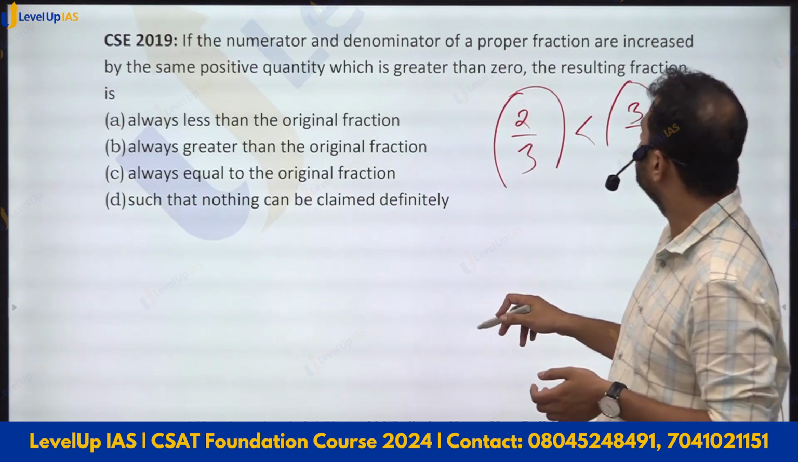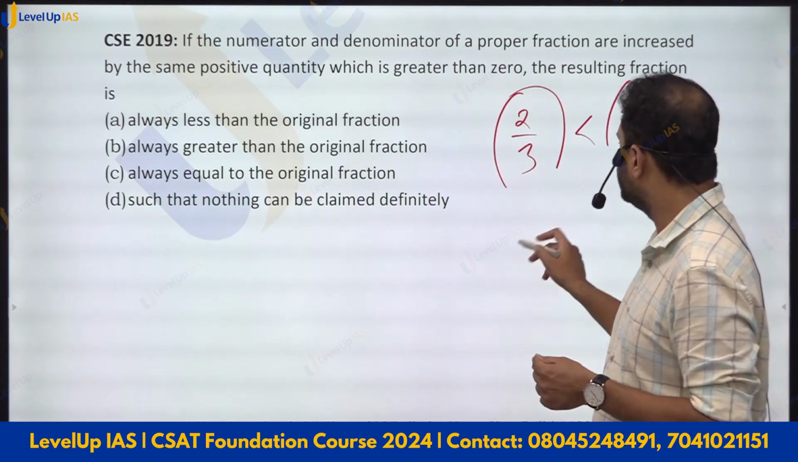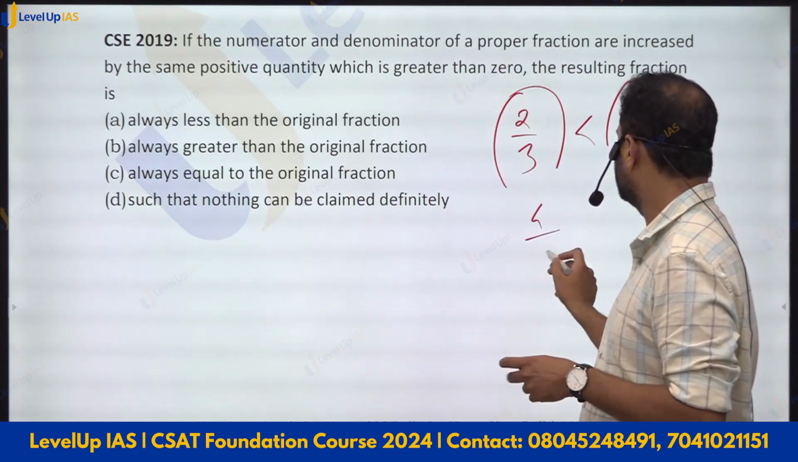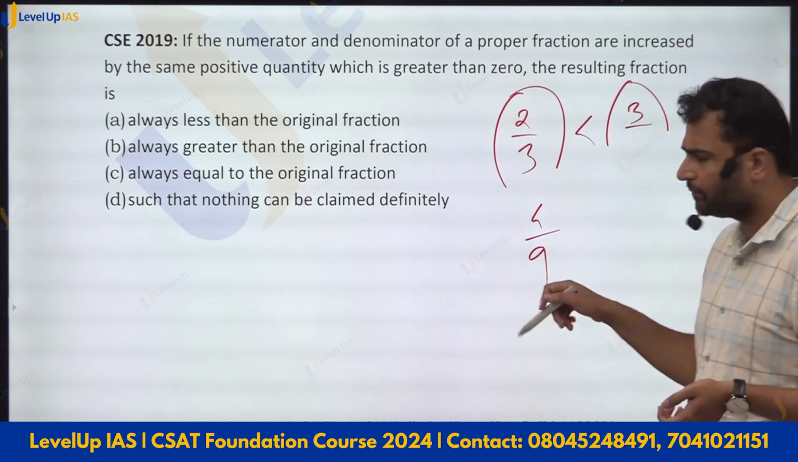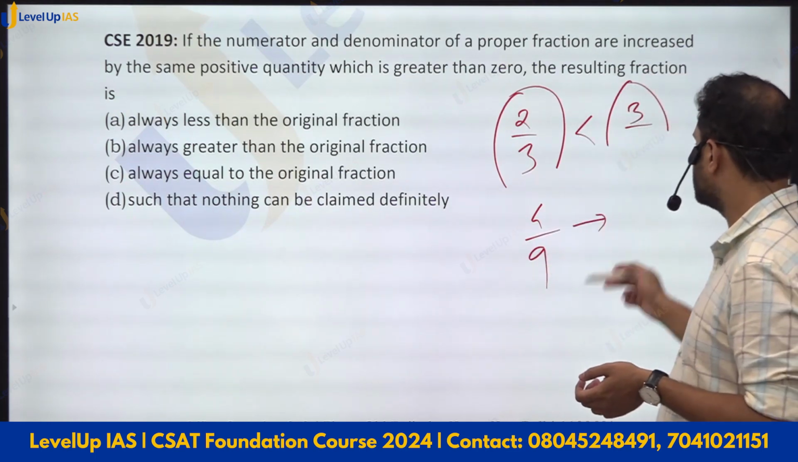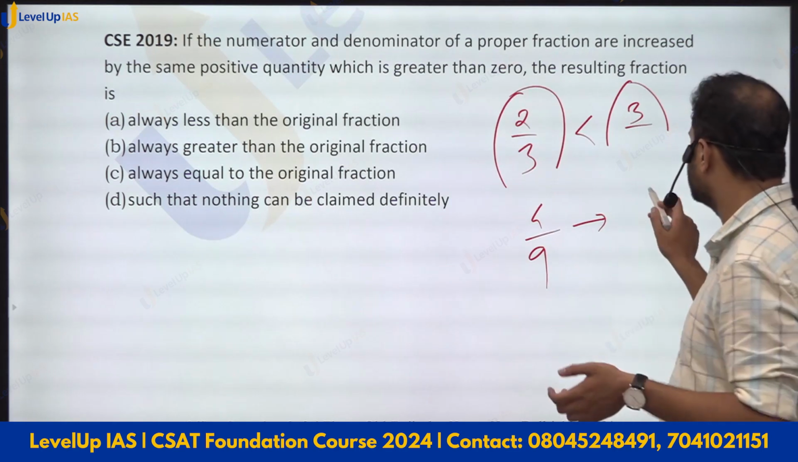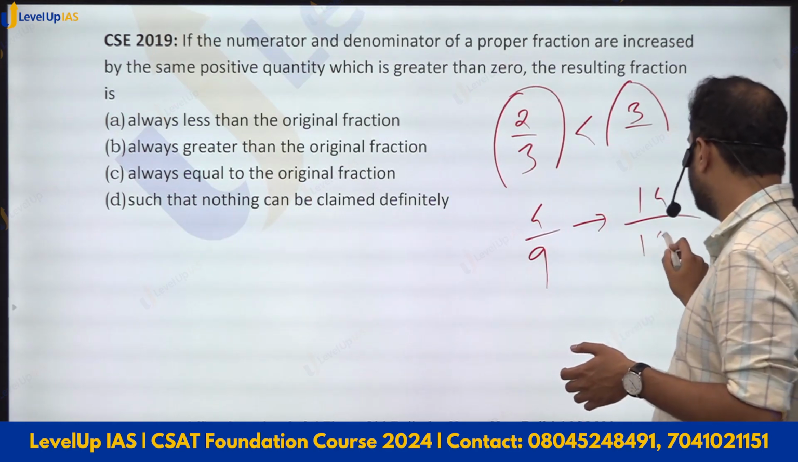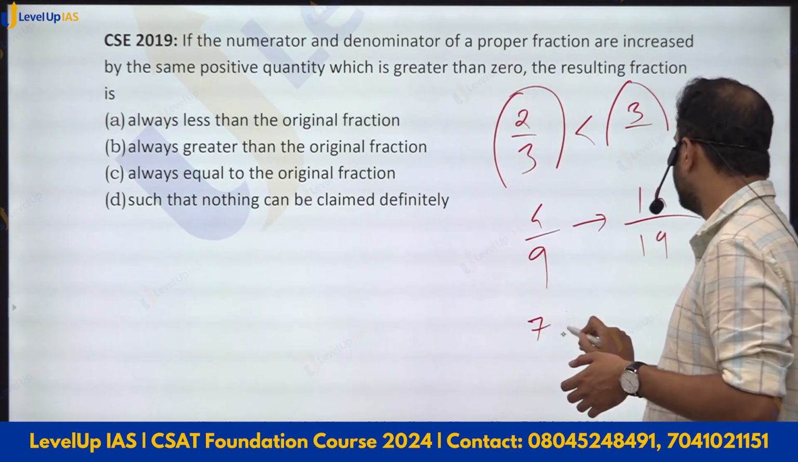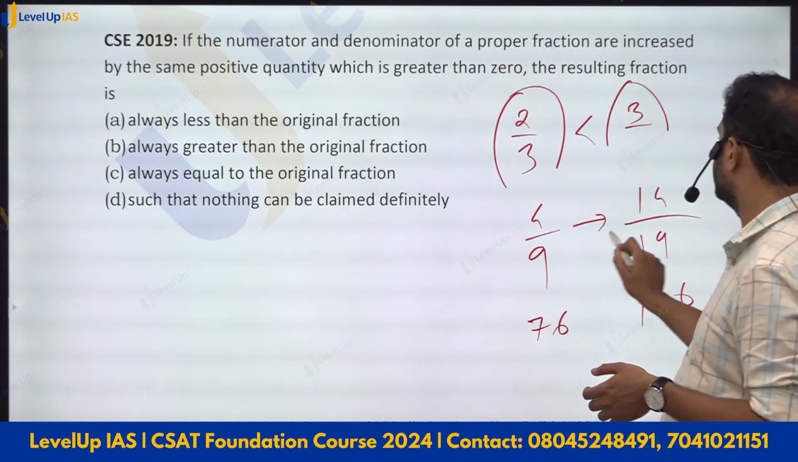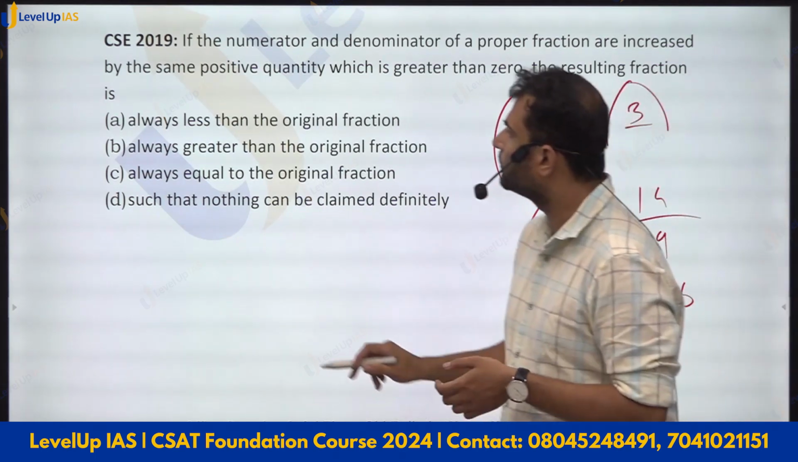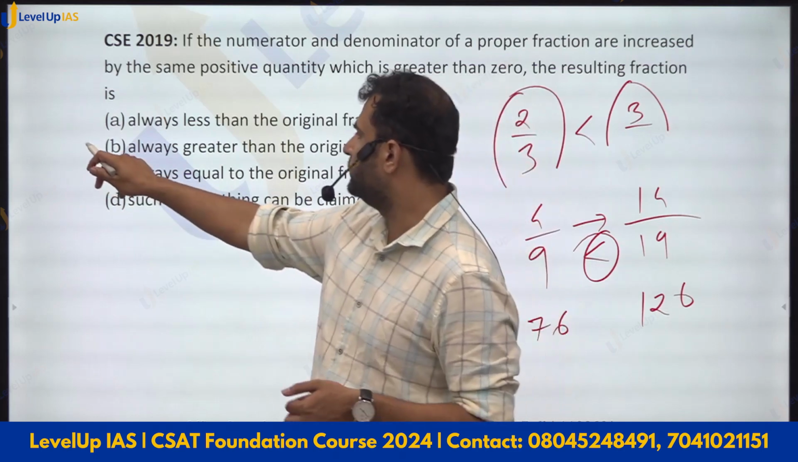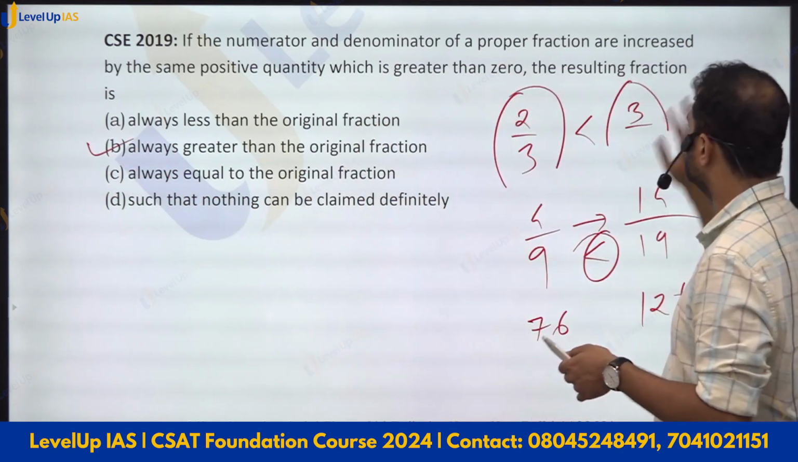Let us take 4 by 9, and then we add some positive quantity, let us add 10. We get 14 by 19. 19 into 4 is 76, and this is 126. Again this is bigger. So this should be the answer.